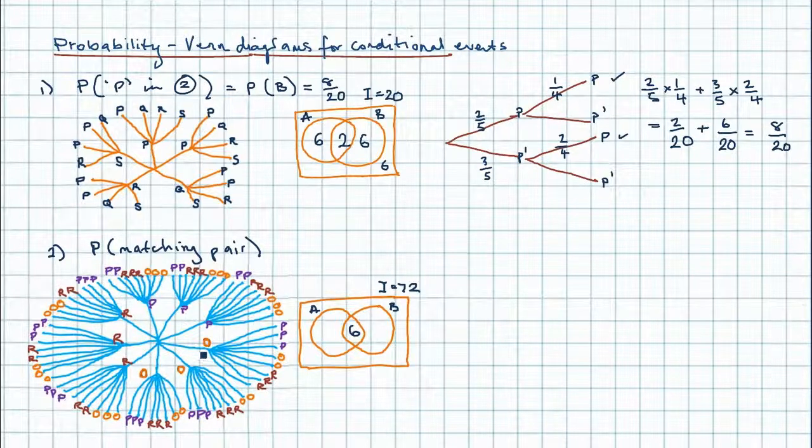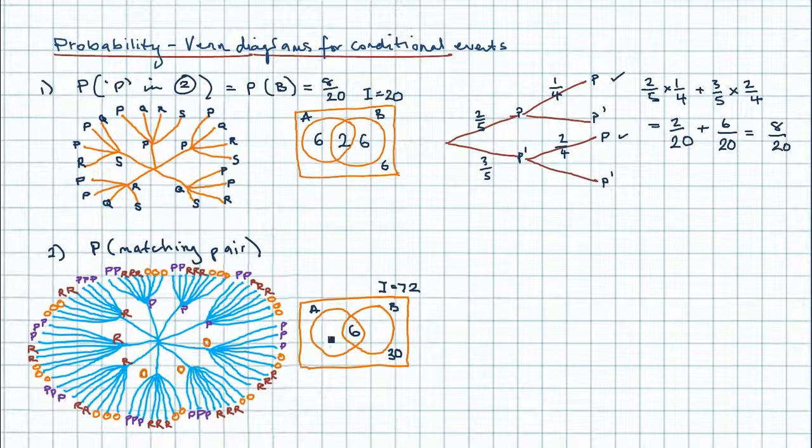1, 2, 3, 4, 5, 6 possibilities of not drawing it in the first round, and then in the second round we've got 5. So it's 5 times 6, it's going to give us 30. Okay? So that's when we never draw a purple sock.